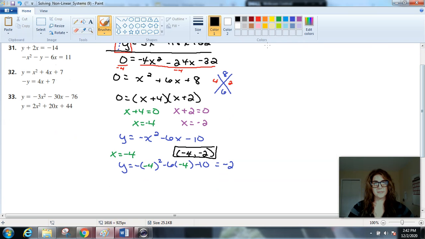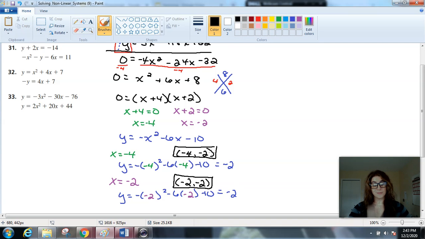And then I'm going to do the exact same thing, but this time I'm going to plug in a -2 into the exact same equation. And again, just be careful how you put it in because we do have signs here. And when you put that in your calculator, you're going to end up with -2 again. So this ordered pair is going to be -2, -2. And those would be my two solutions, -4, -2, and -2, -2.